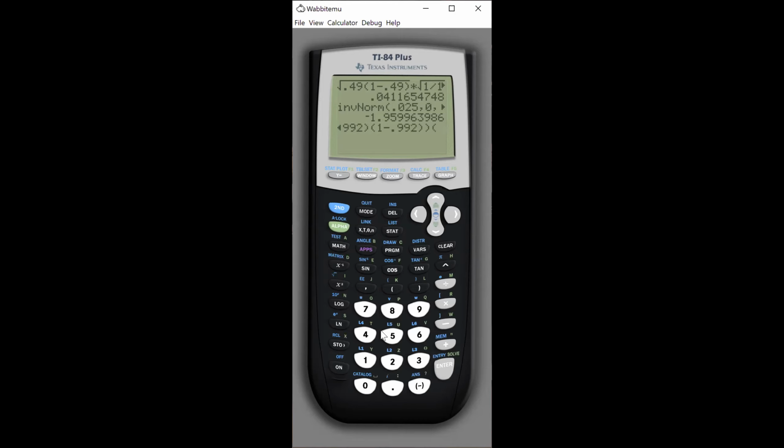And then you open up a parenthesis, you do 1.96, and you divide this by 0.02. You close that parenthesis and you put that to the second power. And we are done. And that's your answer.